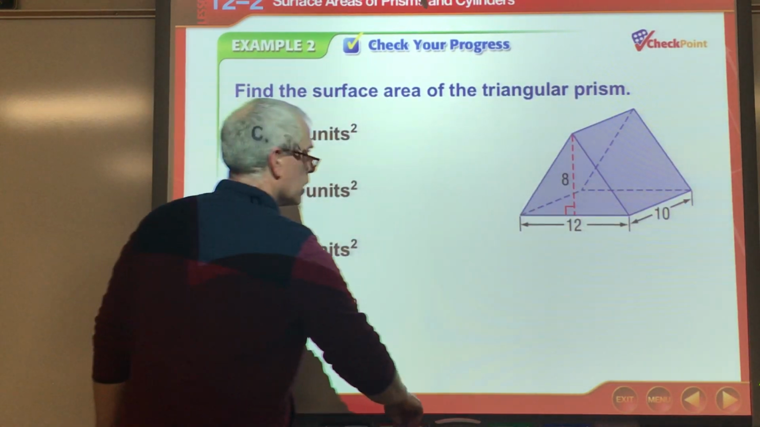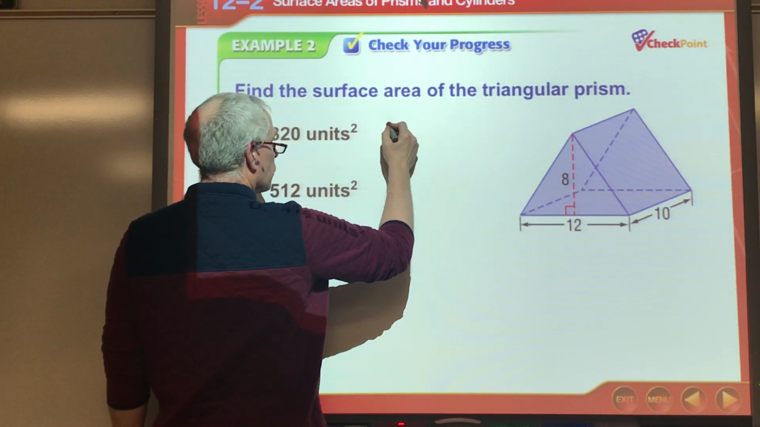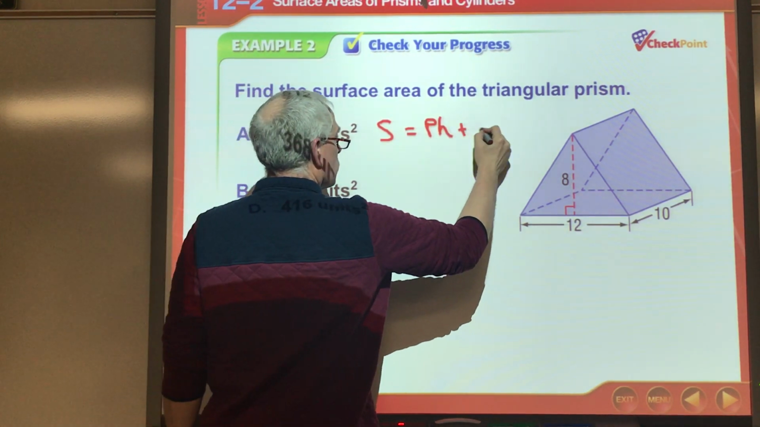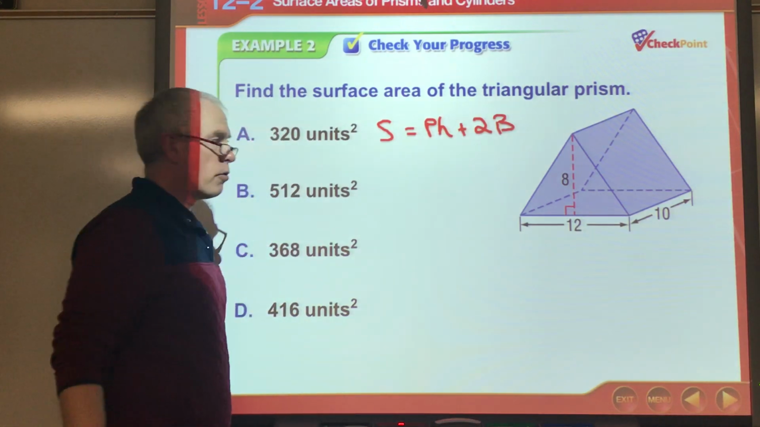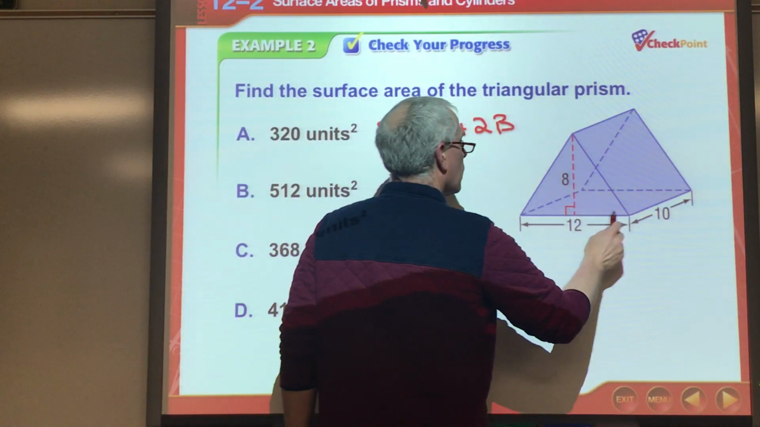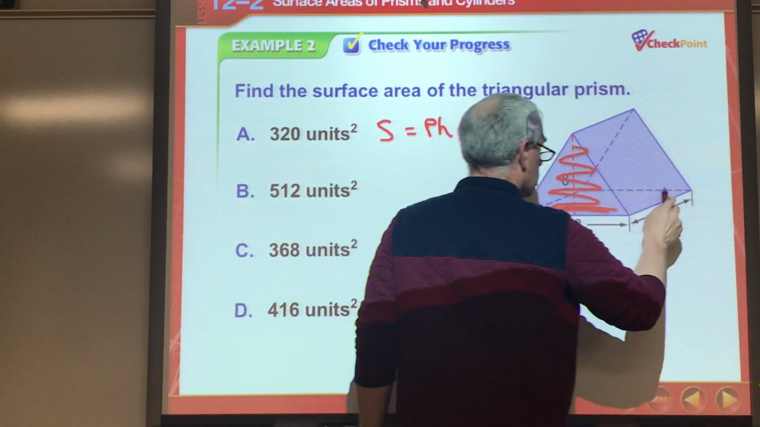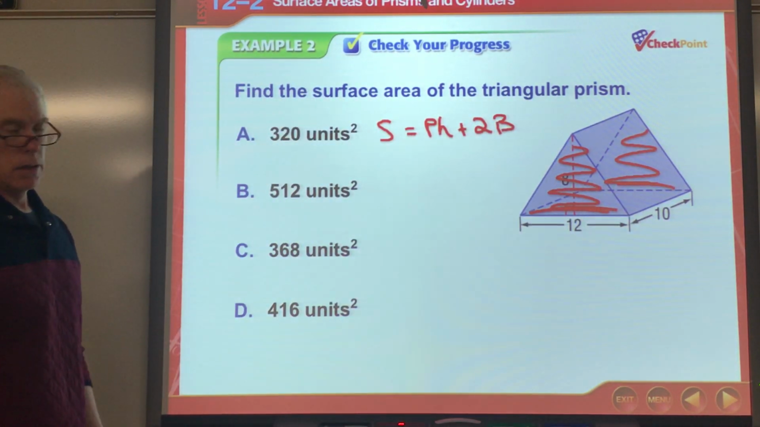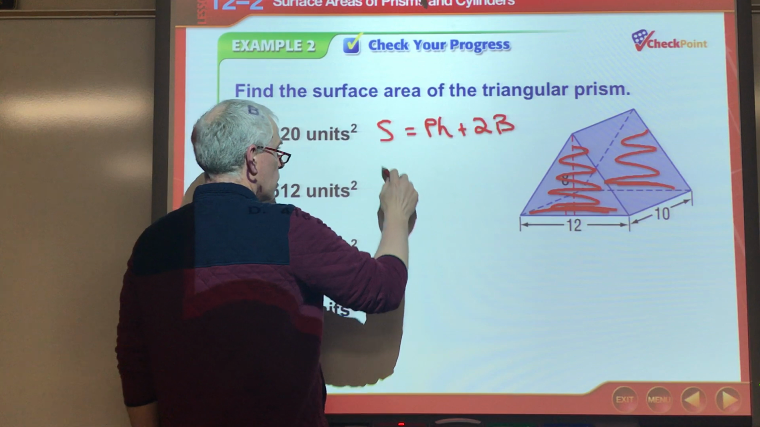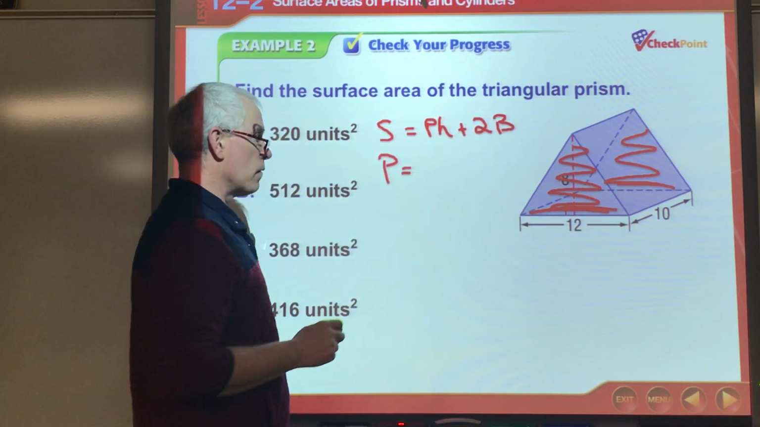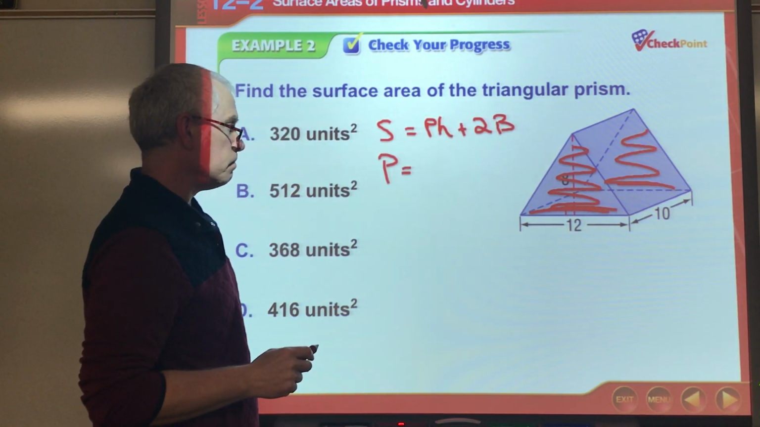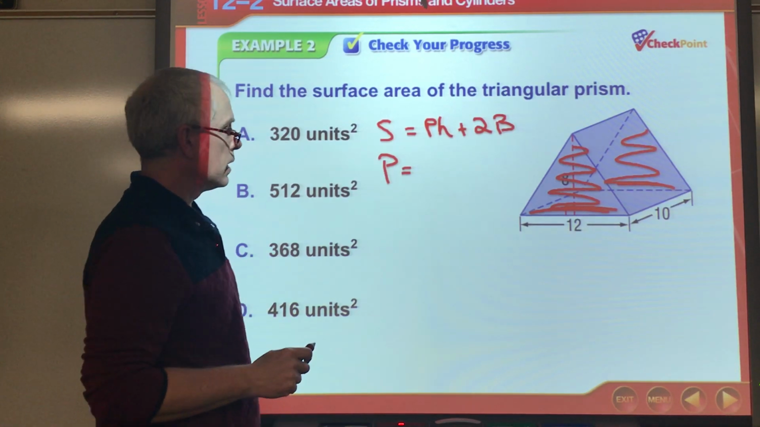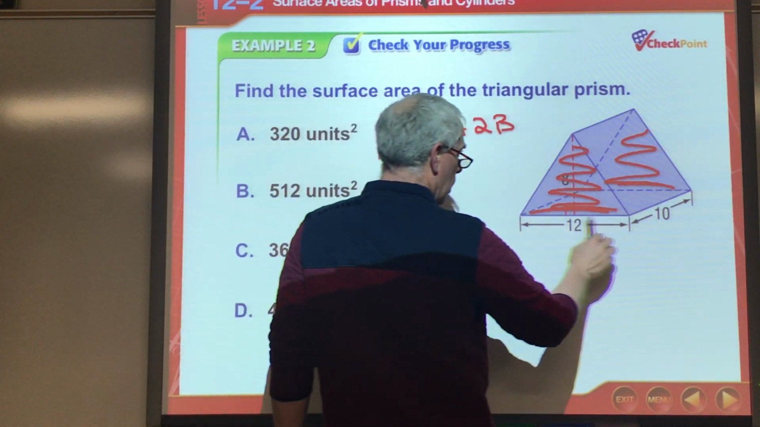I'll start putting the formula up on the board. So surface area here is Ph plus 2B, okay? Before you get going, we have to recognize that those two triangles are my bases, okay? So perimeter of the base. We've got a little bit of work to do here, you guys. I know that this is 12, but what's this?